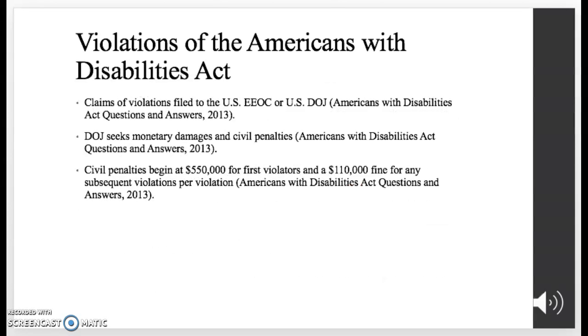If an employer should violate the Americans with Disabilities Act, an individual may file a claim with the U.S. Equal Employment Opportunity Commission or the Department of Justice. The Department of Justice seeks monetary damages and civil penalties. The civil penalties do not exceed $55,000 for the first violation. However, any subsequent violation would result in a $110,000 fine per additional violation.